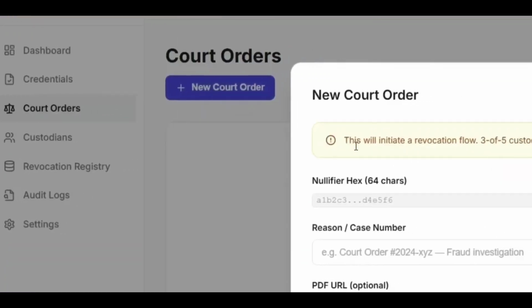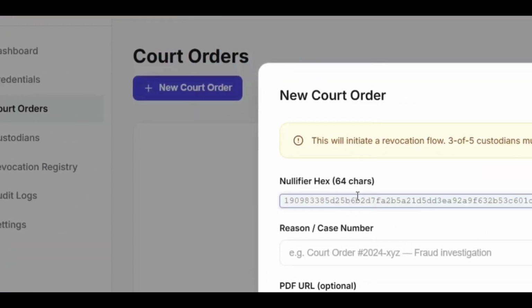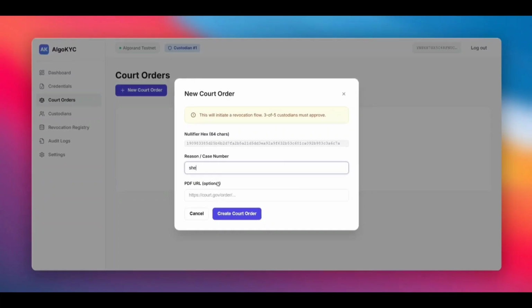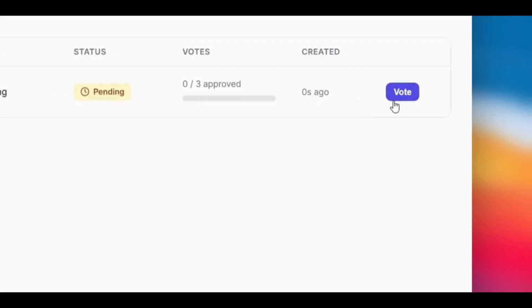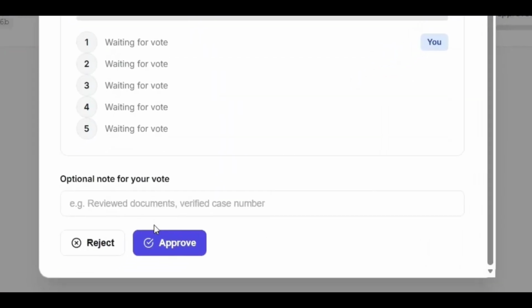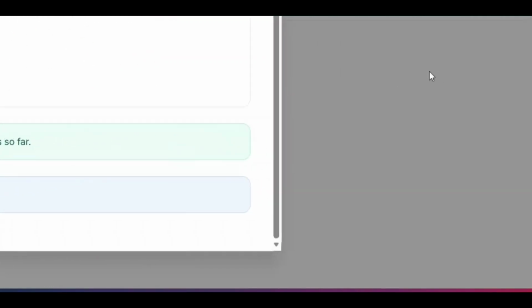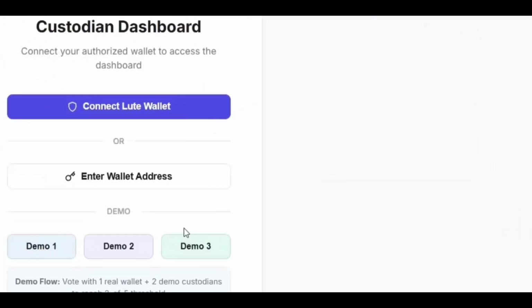So here I am showing you how the previous hash is here, and then I write the reason that this person did money laundering, right? Then I create an order. Now I need to vote on it. Okay, votes are recorded on chain. One approval. Now I will just go to the demo wallet.